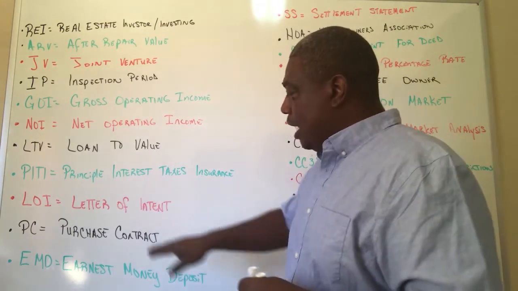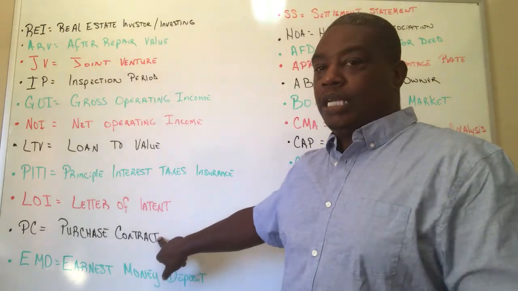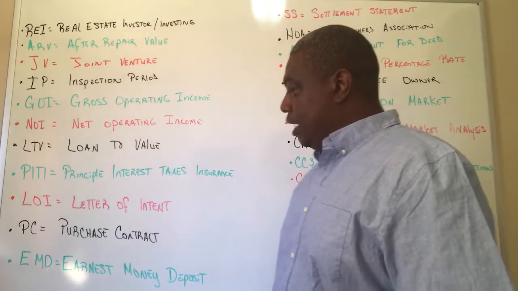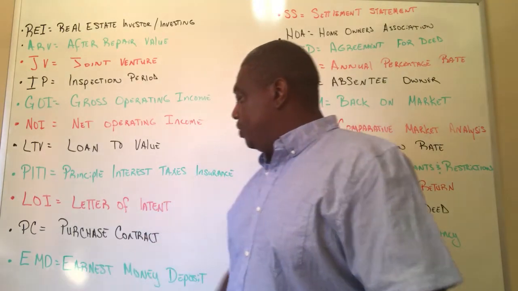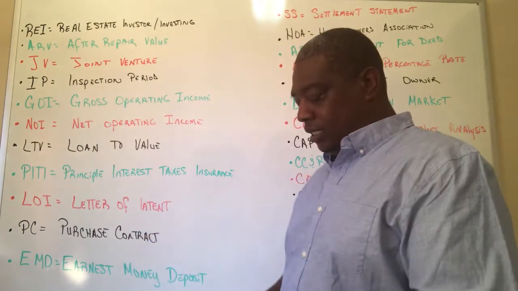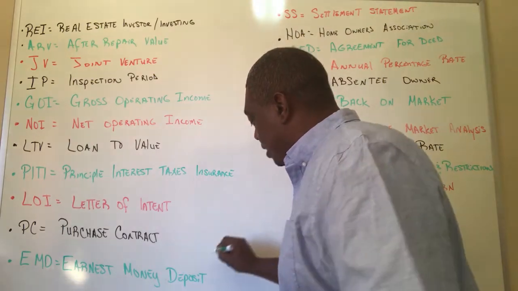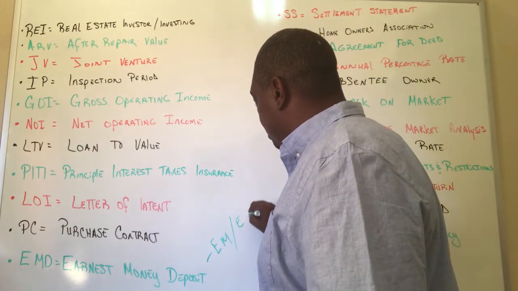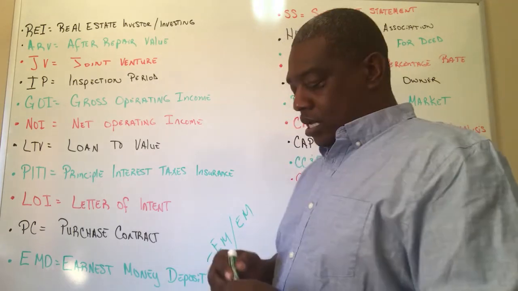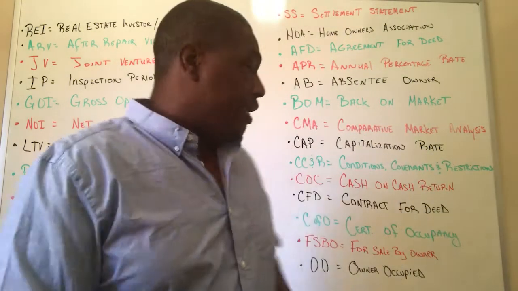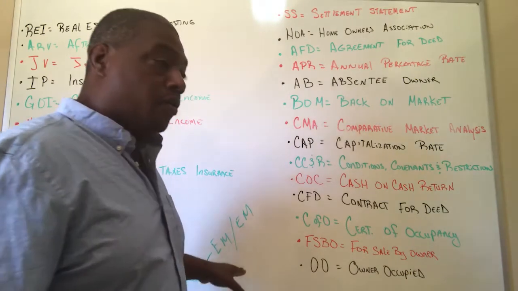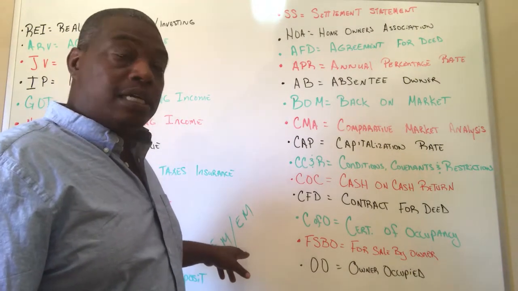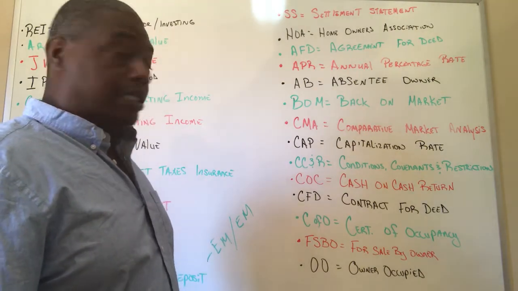Okay? Next, PC, which stands for purchase contract. No need to explain there. Then you have EMD, which stands for Earnest Money Deposit. You will also see that as strictly EM, which is just earnest money. All right? And that earnest money, again, is being held in some states by your attorney, or it's held in some states by your title or escrow agent.